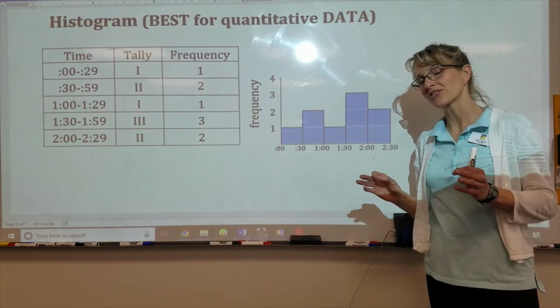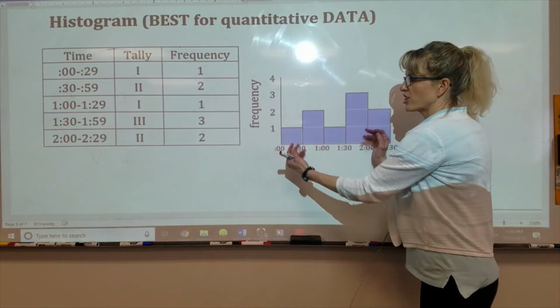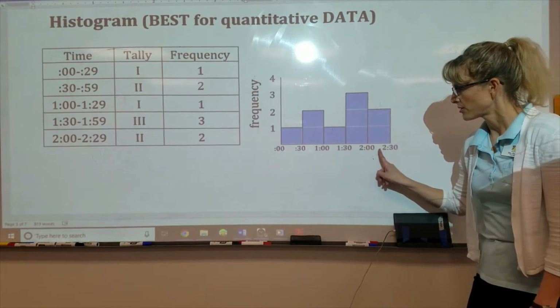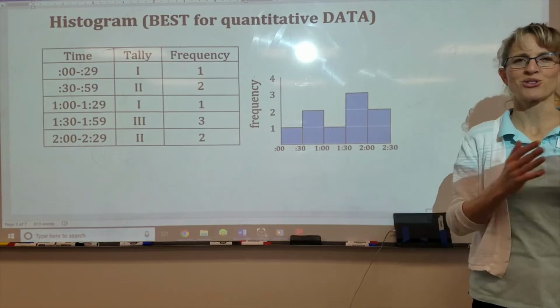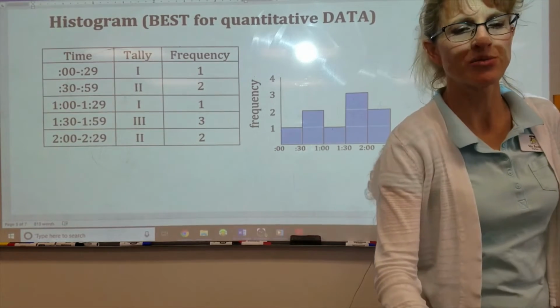It looks almost like a bar graph. The difference is they're touching, and the markings below represent a numerical sorting of least to greatest of the values.